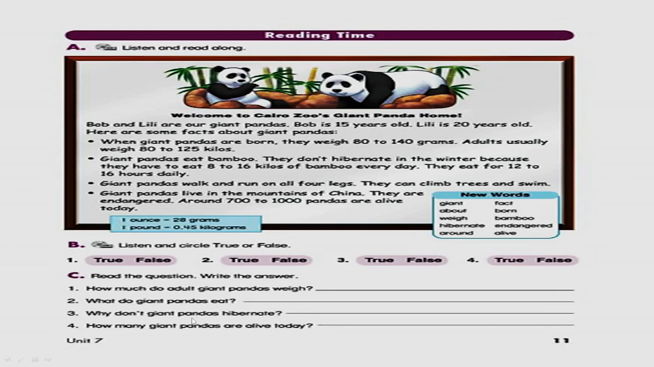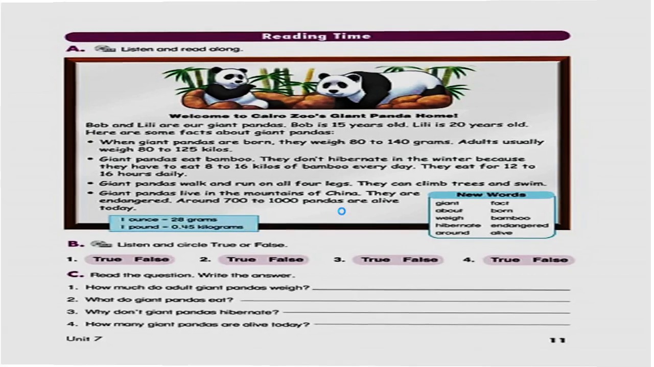Why don't giant pandas hibernate? And this is a very important question because they have to eat from 8 to 16 kilos of bamboo every day. They spend 12 to 16 hours eating daily. How many giant pandas are alive today? Around 700 to 1000 pandas are alive.